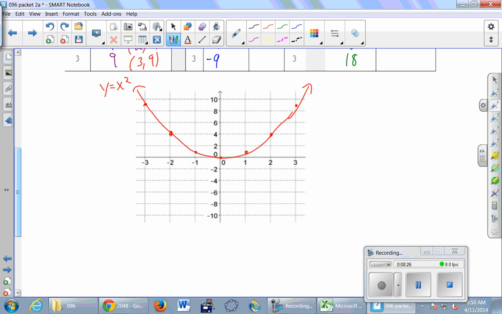What's the relationship between the y equals -x squared and the original one? Flipped over what? Over the x-axis, right? That's sure what it looks like. So the graph that you draw should be symmetric, flipped over the x-axis. So yeah, x-axis.